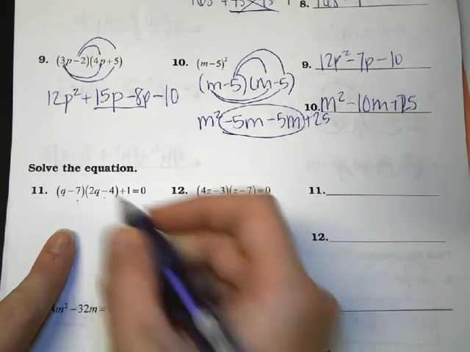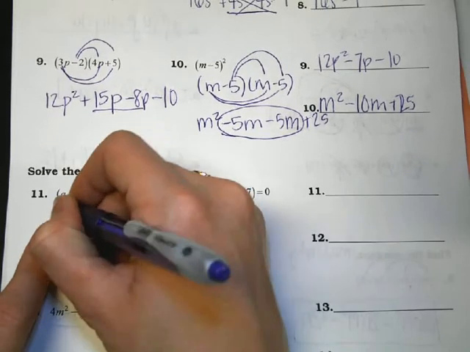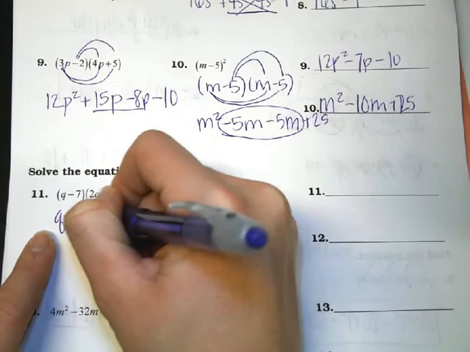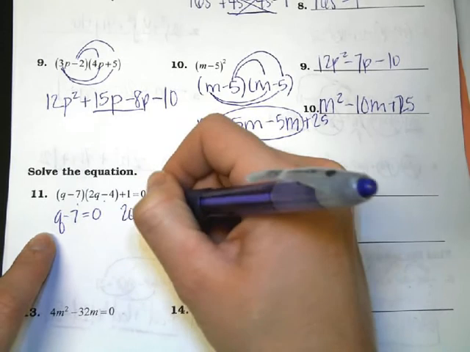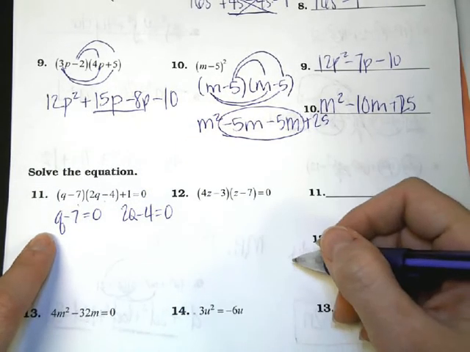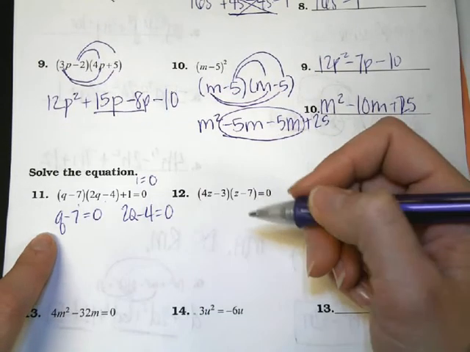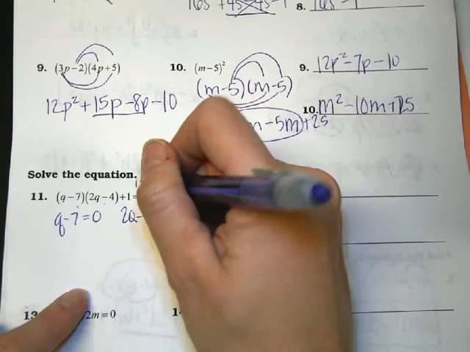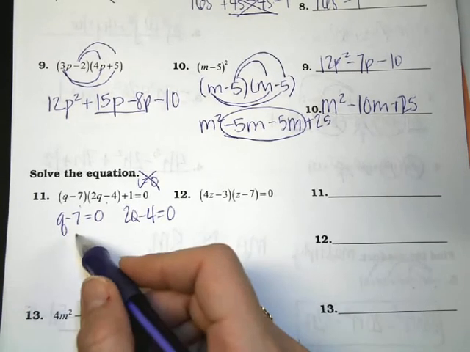Q minus 7 equal to 0, and I'll get one answer. 2q minus 4 equal to 0, and I'll get another answer. And then you could always set 1 equal to 0, but that will never happen, so I don't have to worry about that one. So we solve each one of these equations in order to get our options for our answers.